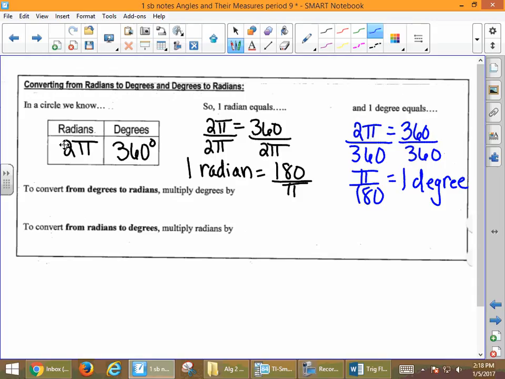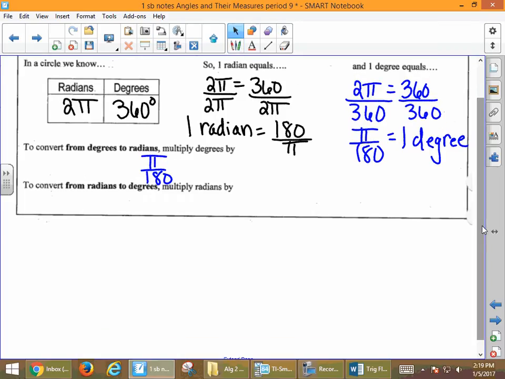So, to convert from degrees to radians, what we want to do is put a pi back into the problem. So we would multiply by pi over 180. If we want to convert from radians to degrees, we want to get the radian value out. So that's when we would multiply by 180 divided by pi.